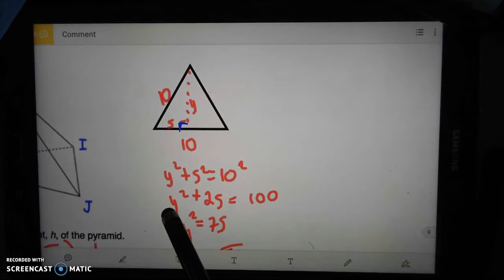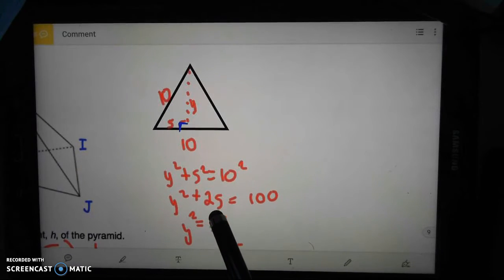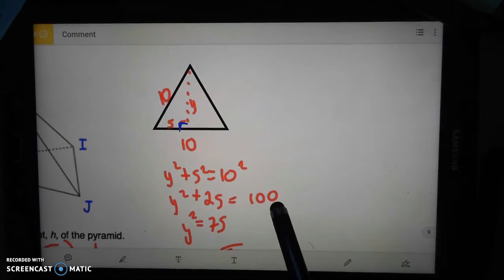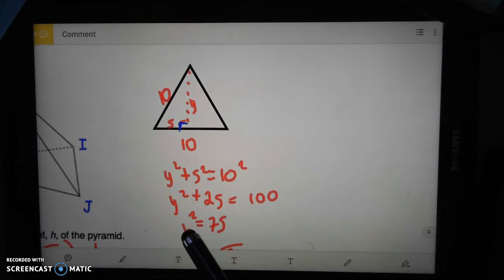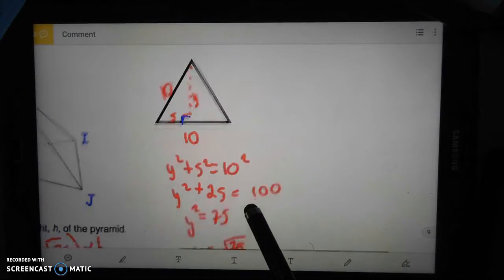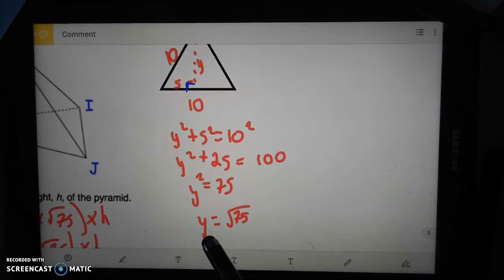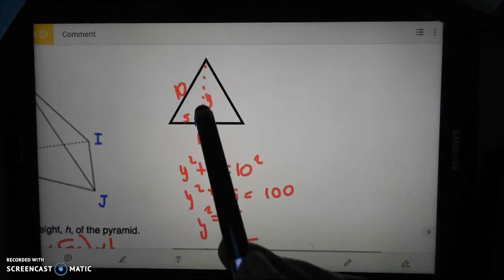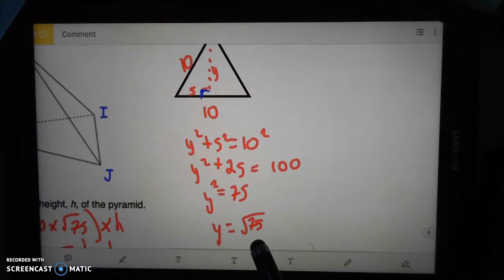To get y squared by itself here, we need to take away 25 from both sides. We take away 25 from this side of the equal sign, and 25 from that side. 100 take away 25 is 75. So y squared is 75. And finally, because we want y, not y squared, we have to square root. So y is the square root of 75, and we'll leave it like that. We don't want to round part way through a calculation.